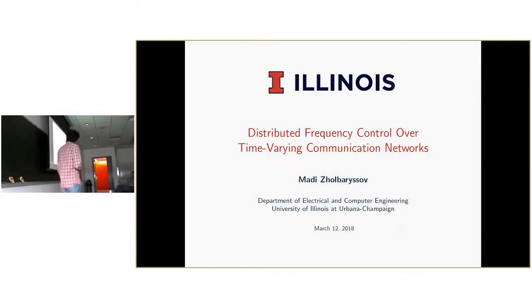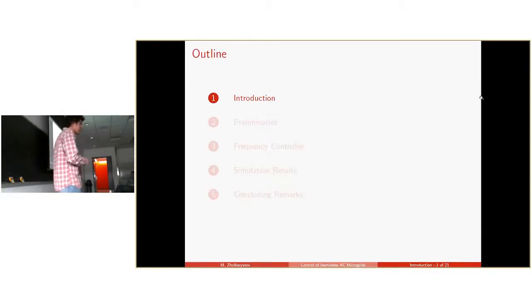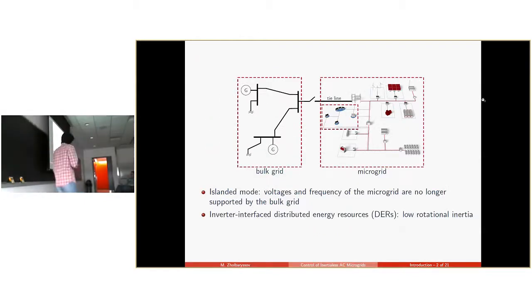My name is Madi. Today I'm going to talk about how to control distributed energy resources in islanded AC microgrids. In islanded mode, microgrids are disconnected from the bulk grid, which means that the voltage and frequency of the microgrid are no longer supported by the bulk grid.